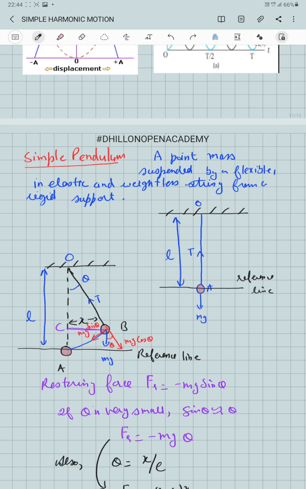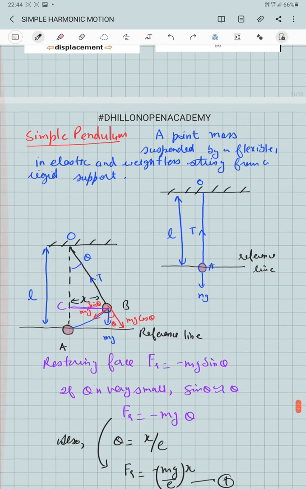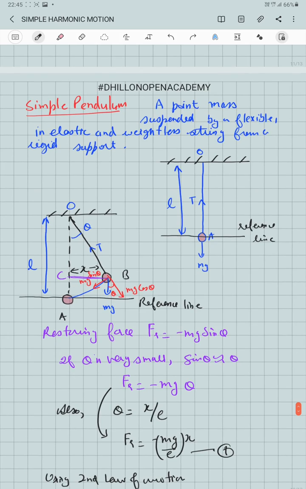So the angular displacement theta is increasing from A to B, and the restoring force is directed from B to A. If the angular displacement is very small, then sin theta can be written as approximately theta. Then the restoring force will be minus mg times theta. If the angular displacement theta is very small, the linear displacement from A to B will be x. Using the definition of angle, arc length over radius, theta equals x over L. Using this value of theta, the restoring force becomes minus mg over L times x.